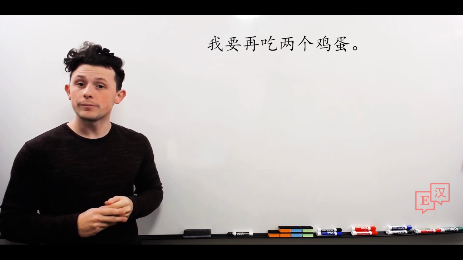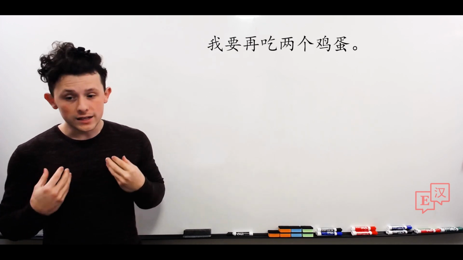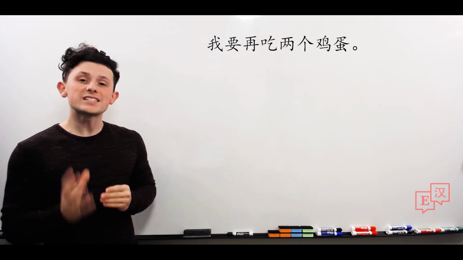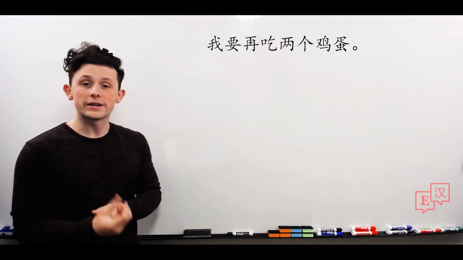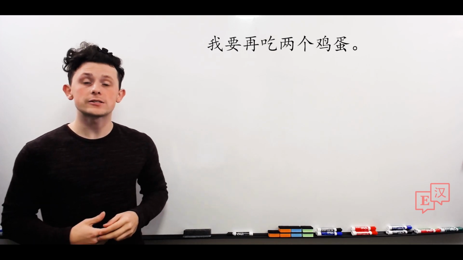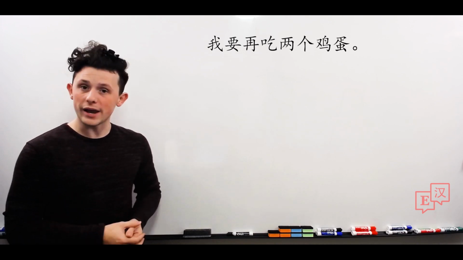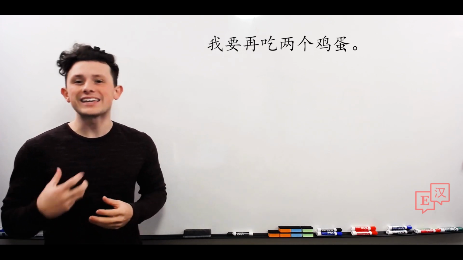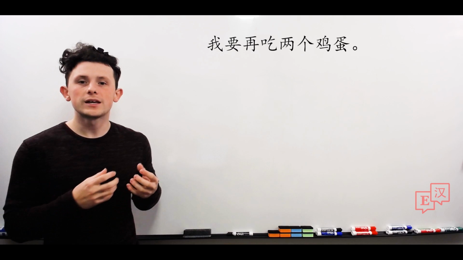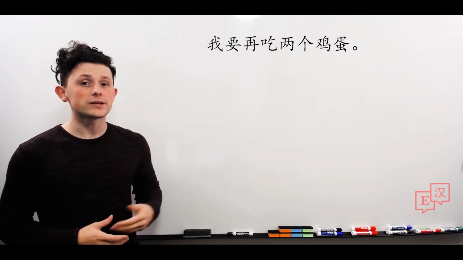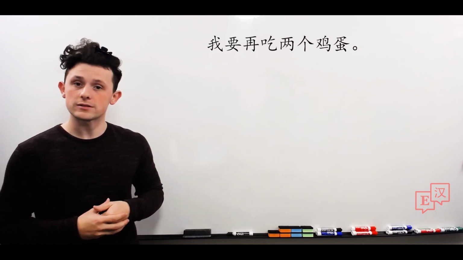Now back to our example. 我要再吃2个鸡蛋. So what this is literally saying, I want again eat 2 eggs. But how this would best be translated is I would like another 2 eggs. And if you think about it, another and again, for all intents and purposes, in this case, are the exact same thing. I would like another 2 eggs, or again, I would like to eat 2 eggs.